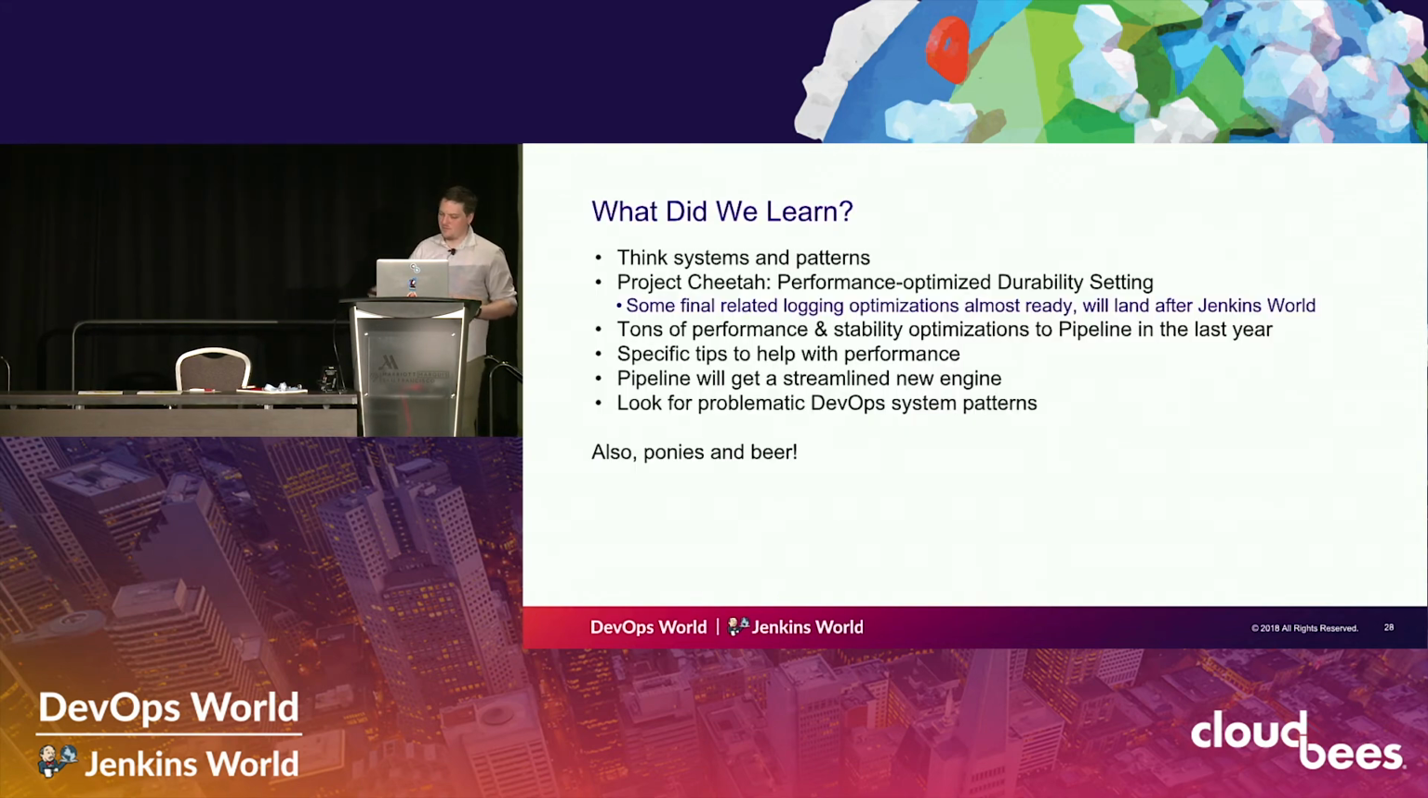All right, so quick sum up. So basically we covered talking about system patterns. I ran through the project sheet of performance optimized durability setting and some of the other goodies. Explained where that came from and kind of gave some system examples within Pipeline. We talked about some specific optimizations you can do and some that you don't need to. I gave you a sneak peek about the new pipeline execution engine that's coming. Think of it as cloud-native pipeline execution, and sort of some general purpose theory for DevOps optimization.